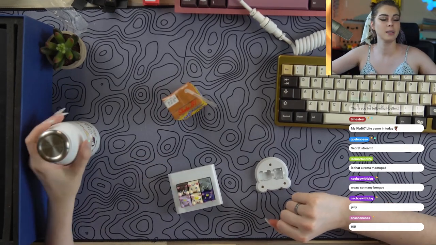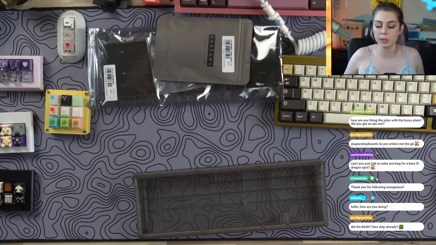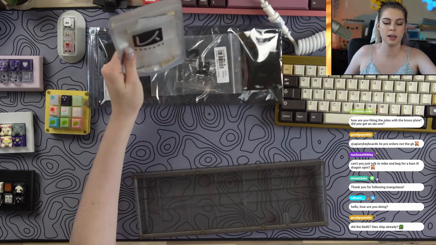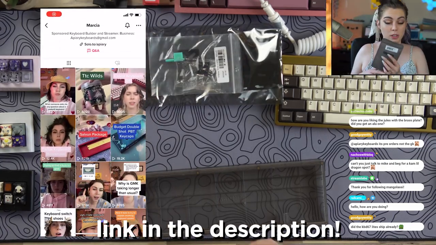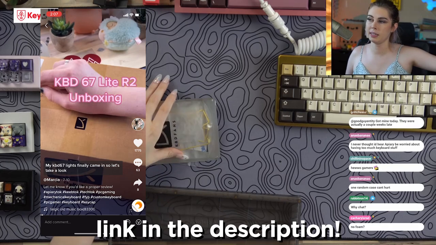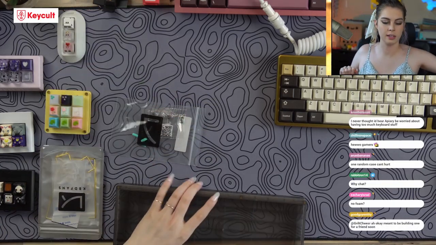Build a KBD67 Lite. How many of you guys have actually not seen this? Because I did unbox this for TikTok, but most of you are not on TikTok. Did the KBD67 Lite ship already? Yes, the round twos did in fact ship.